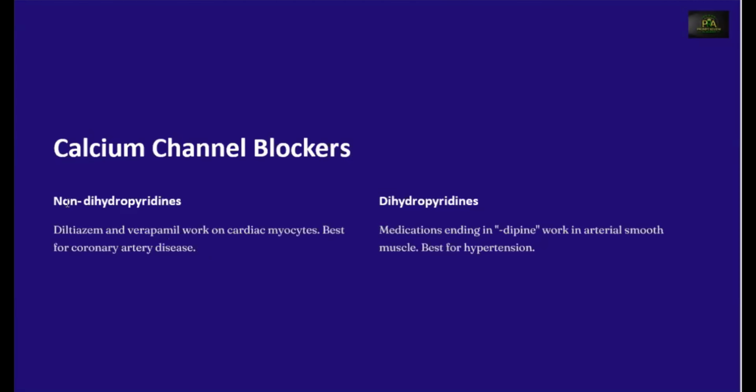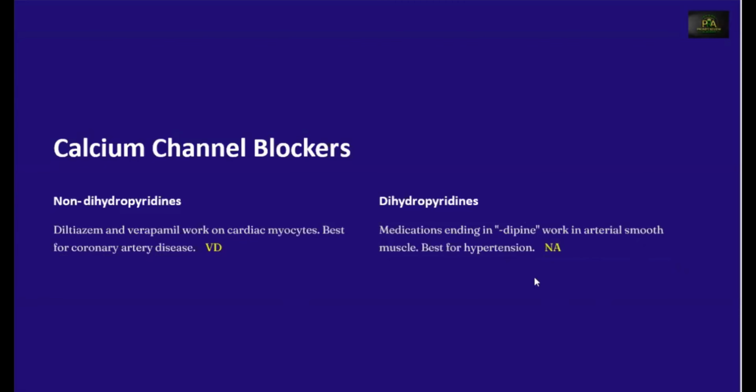We have the two types, non-dihydropyridine and dihydropyridine. So this non-dihydropyridine, I always remember it as VD. Okay, verapamil and diltiazem, VD. But the dihydropyridine, that is the one I remember as NA. So nifedipine and amlodipine, NA. Then I remember the other one as VD. So sometimes you can be asked the classification, so you need to know.